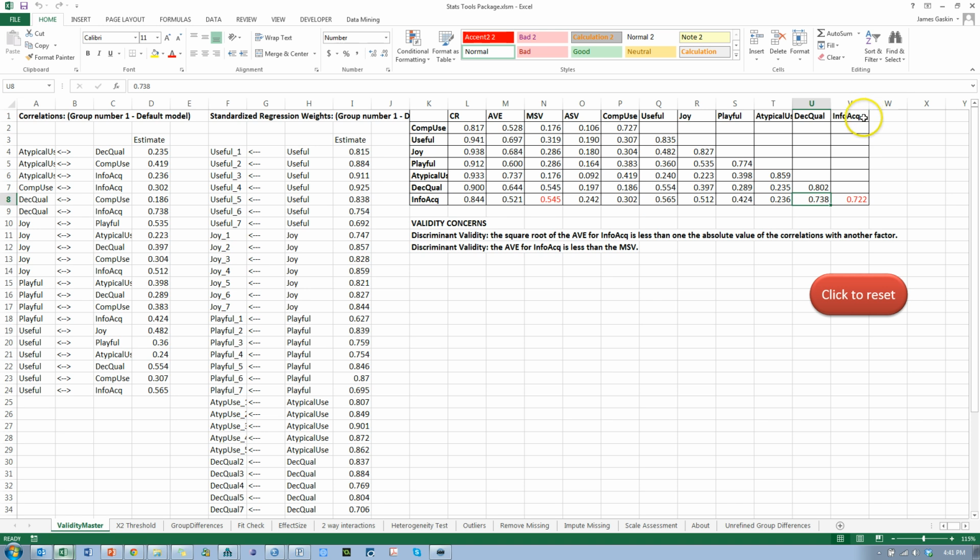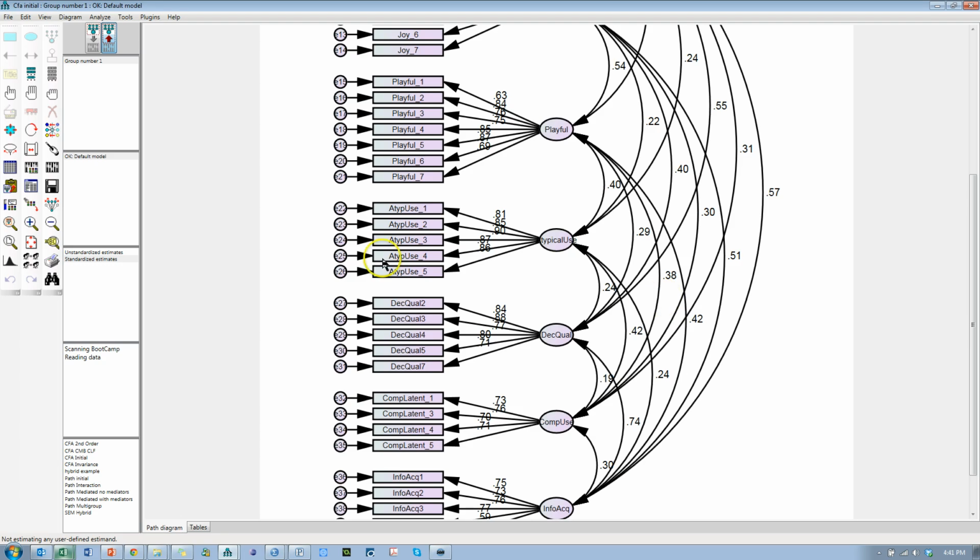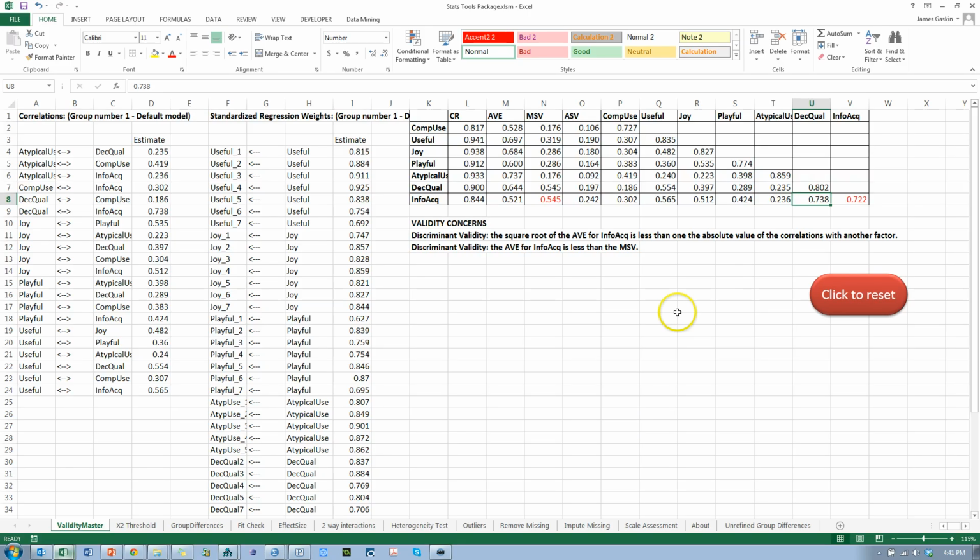Info acquisition is too similar to decision quality. This value here, this 0.738, is the correlation between info acquisition and decision quality. If we go back to Amos and look at information acquisition and decision quality, it's 0.74. That correlation value is really high. We go back here, yeah, 0.74, or 0.738 if you have more decimals.